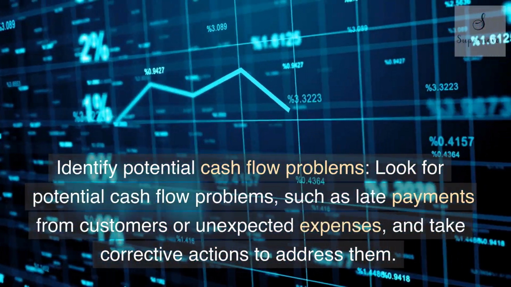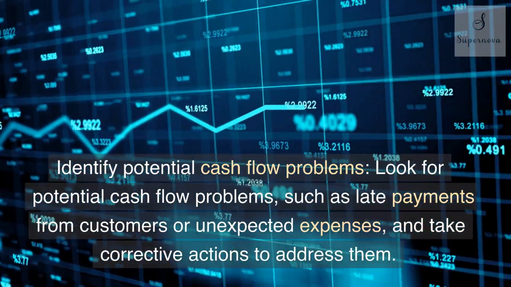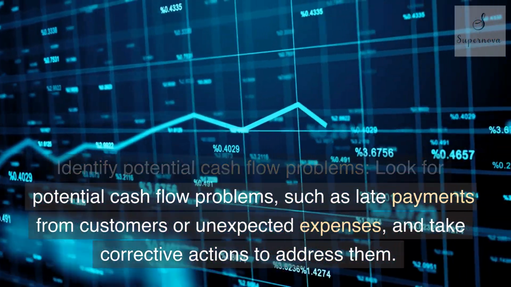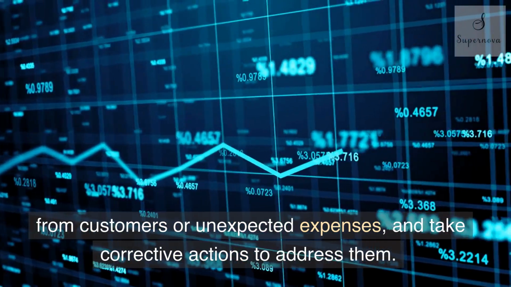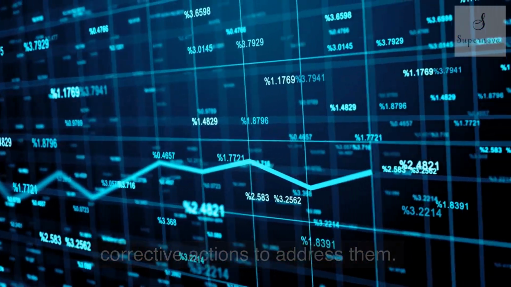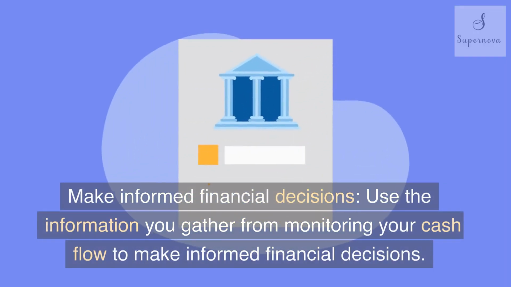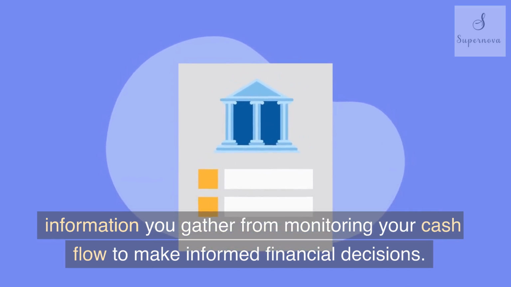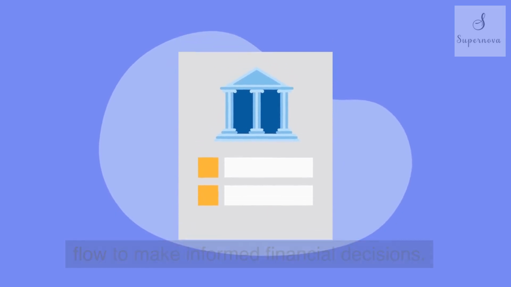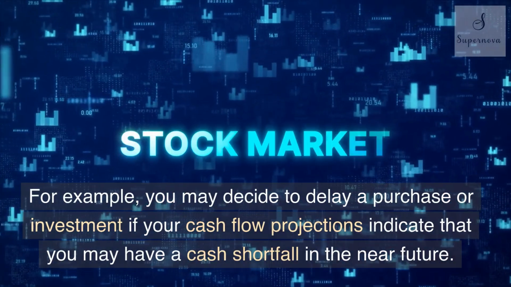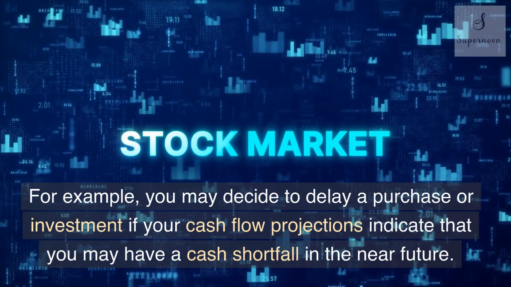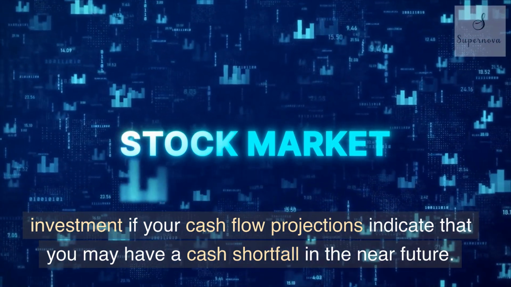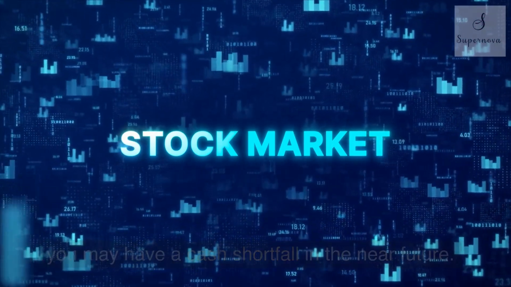Identify potential cash flow problems. Look for potential cash flow problems, such as late payments from customers or unexpected expenses, and take corrective actions to address them. Make informed financial decisions. Use the information you gather from monitoring your cash flow to make informed financial decisions. For example, you may decide to delay a purchase or investment if your cash flow projections indicate that you may have a cash shortfall in the near future.